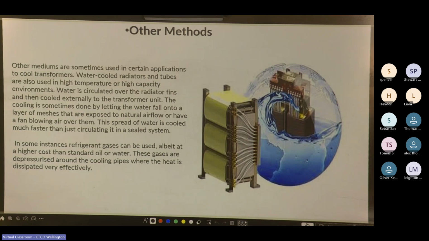Cool. So some other not so common methods. Other mediums are sometimes used in certain applications to cool transformers. Water-cooled radiators and tubes are also used in high temperature or high capacity environments. Water is circulated over the radiator fins and then cooled externally to the transformer unit. The cooling is sometimes done by letting the water fall onto a layer of meshes that are exposed to natural airflow or have a fan blowing air over them. This spread of water is cooled much faster than just circulating it in a sealed system.